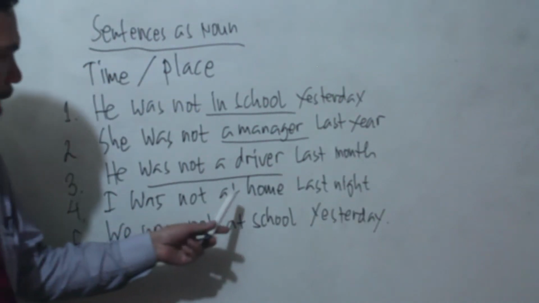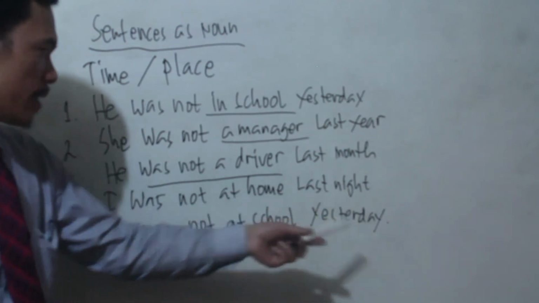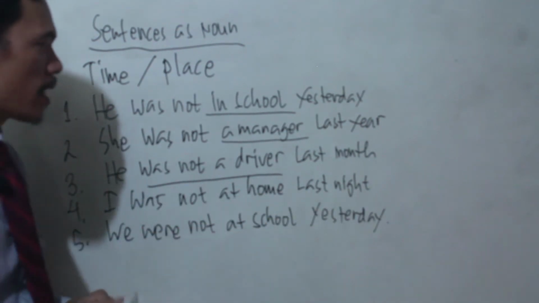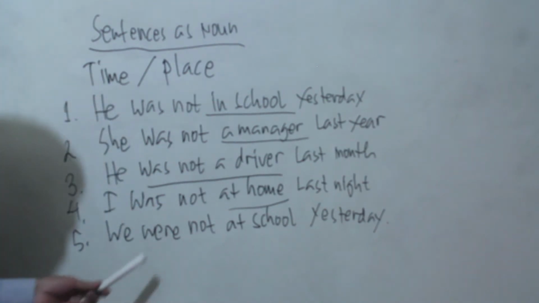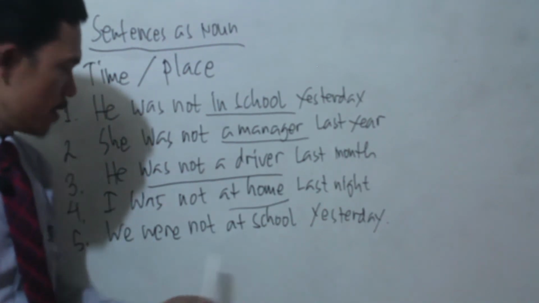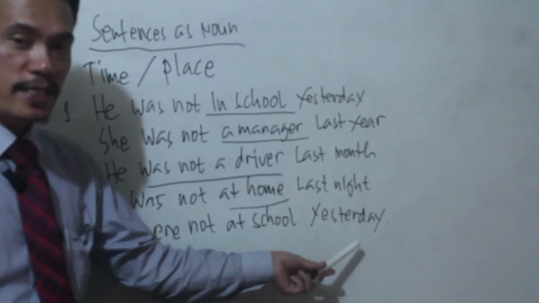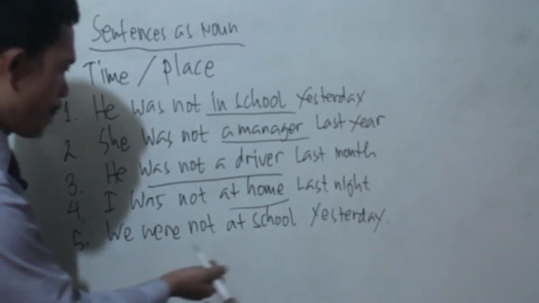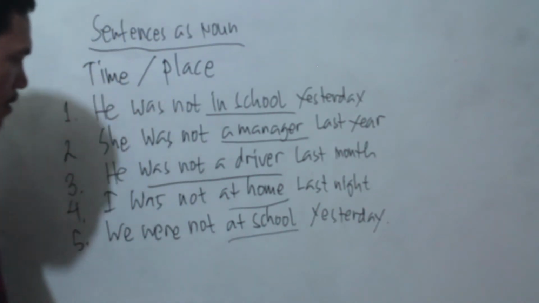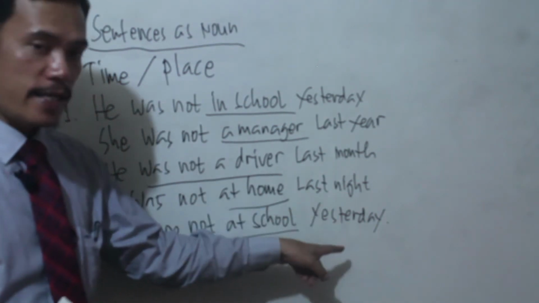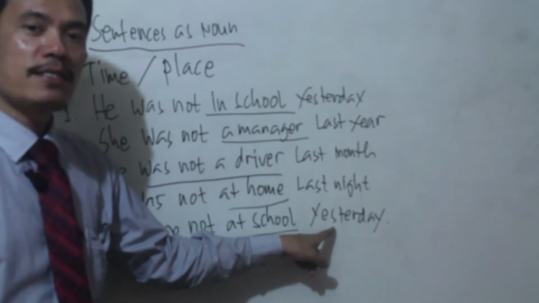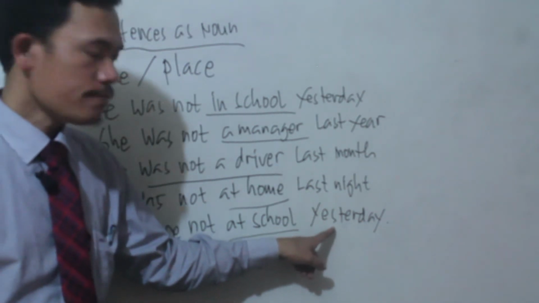Next, I was not at home last night. At home is showing the place. Next, we were not at school yesterday. Look at this. At school is showing the place, so we say we were not at school yesterday. So yesterday is showing the past time.